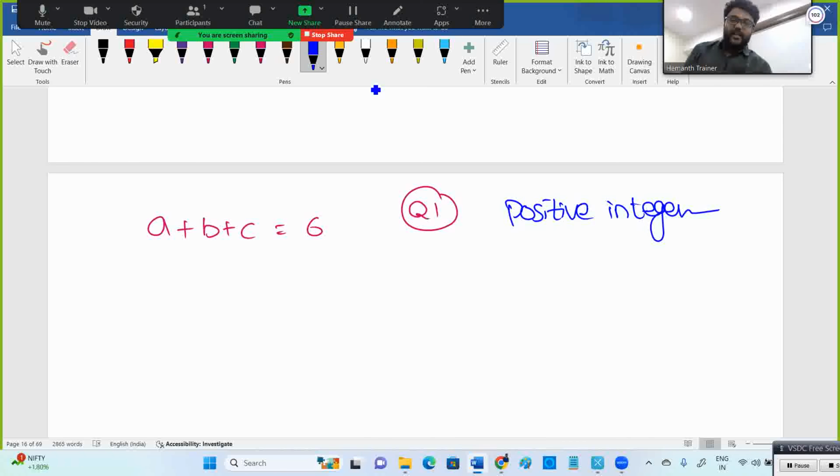Now 1, 2, 3. Then 0 is not allowed for positive integers. For non-negative, 0 is allowed. 1, 3, 2; 2, 3, 1; 3, 1, 2, all okay. That I can manage, and I can write it as 3 factorial, equal to 6, since these 3 integers are different. No need to write again and again. Okay, that's fine. Next.